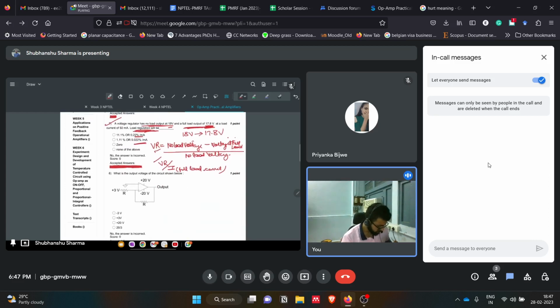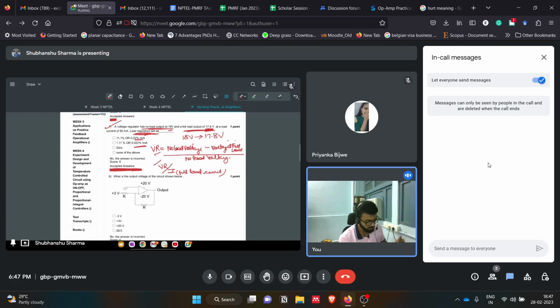Now, we'll move to the next question. What is the output voltage of the circuit shown below? By seeing the circuit, first of all, you will have to realize whether it is a negative feedback circuit or a positive feedback circuit. Because if it is a negative feedback circuit, then we go with the virtual short concept and negative feedback concepts. But since it is a positive feedback circuit, the things will be non-linear. So we are talking about a non-linear circuit.